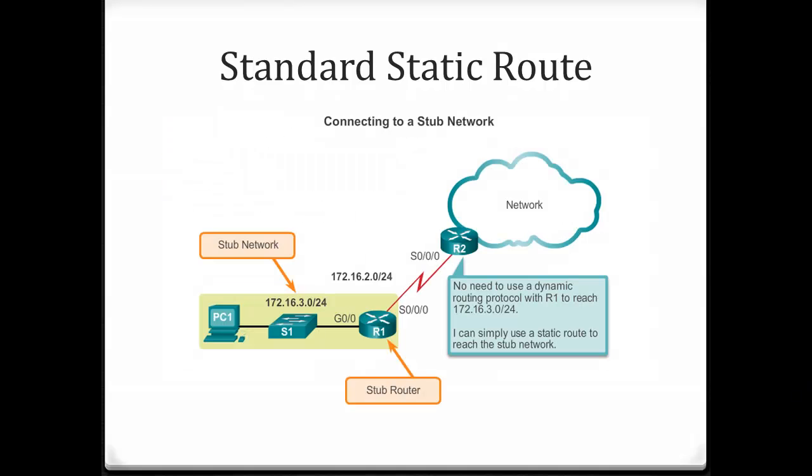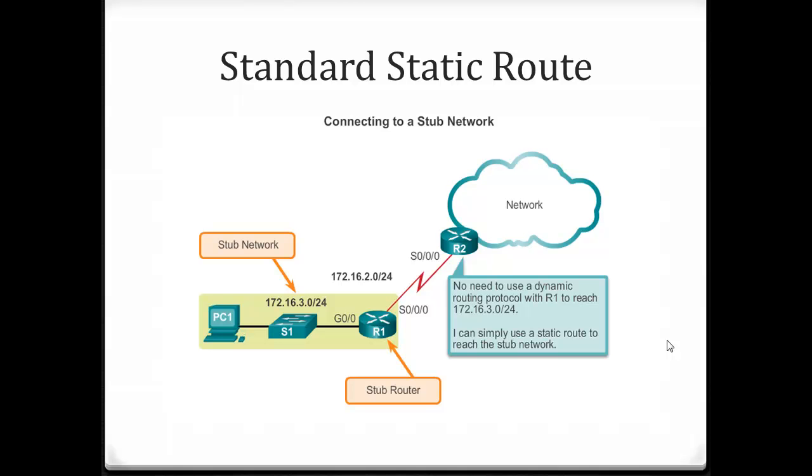Here's an example here where R1 is considered a stub router. If we take a look at R1, he only has one other way in which he can get to any other network, and that would be out of his serial 0/0/0. His gigabit Ethernet 0/0 connects him to his LAN, and if he wanted to get outside of that LAN again, there's only one other way in which he can do that. So that's why it's considered a stub network.